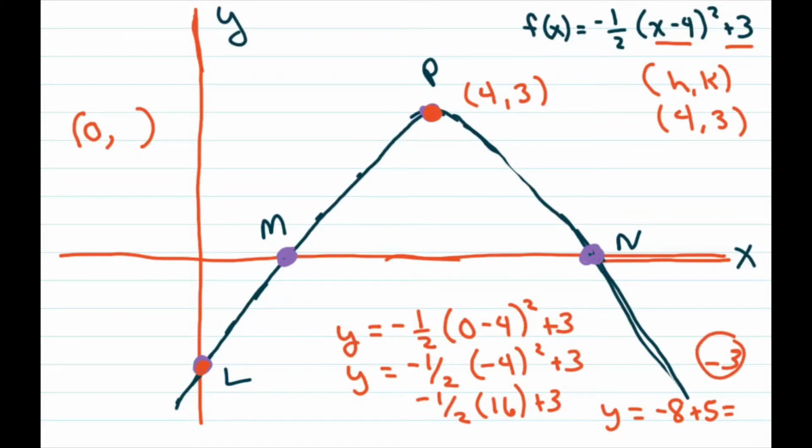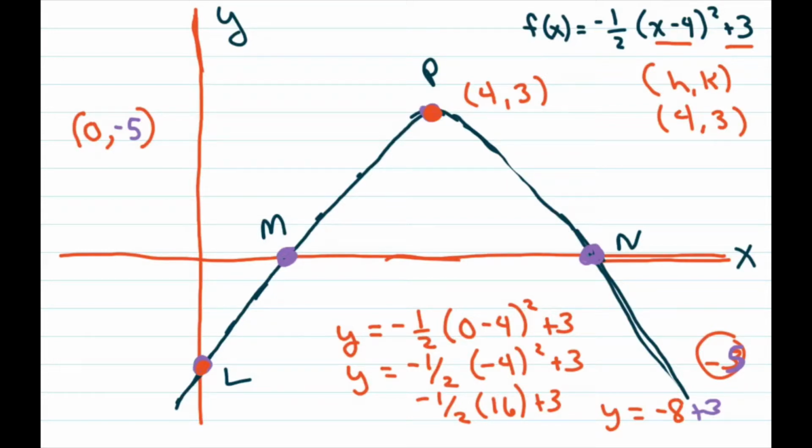So your y-intercept is going to be negative 8 plus 3. I should have written that. So we have negative 8. I was thinking of the answer. Negative 8 plus 3 is negative 5. So our L point is our y-intercept, which is 0, negative 5.